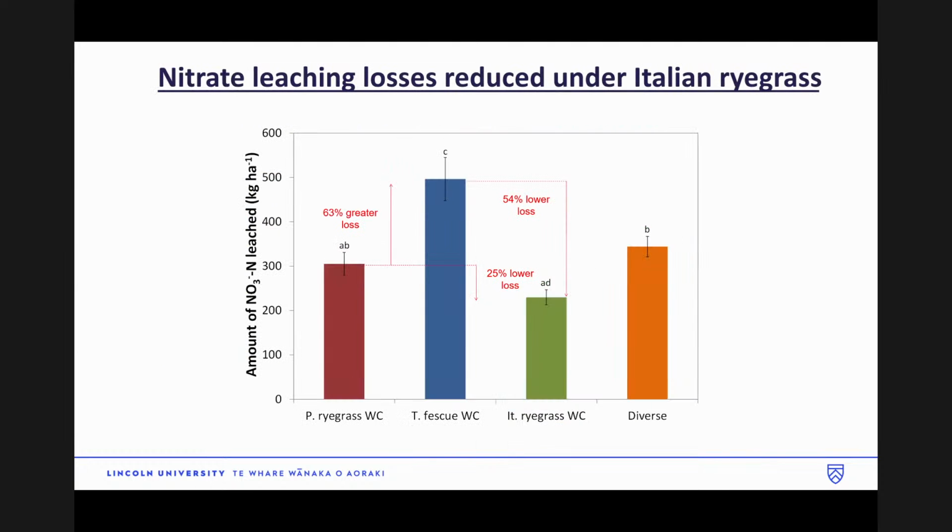And that resulted in, comparing which pastures, up to 54% loss compared to 25% loss. So actually by mixing up your species and the types and making them suit your environment, you can have some really good results.